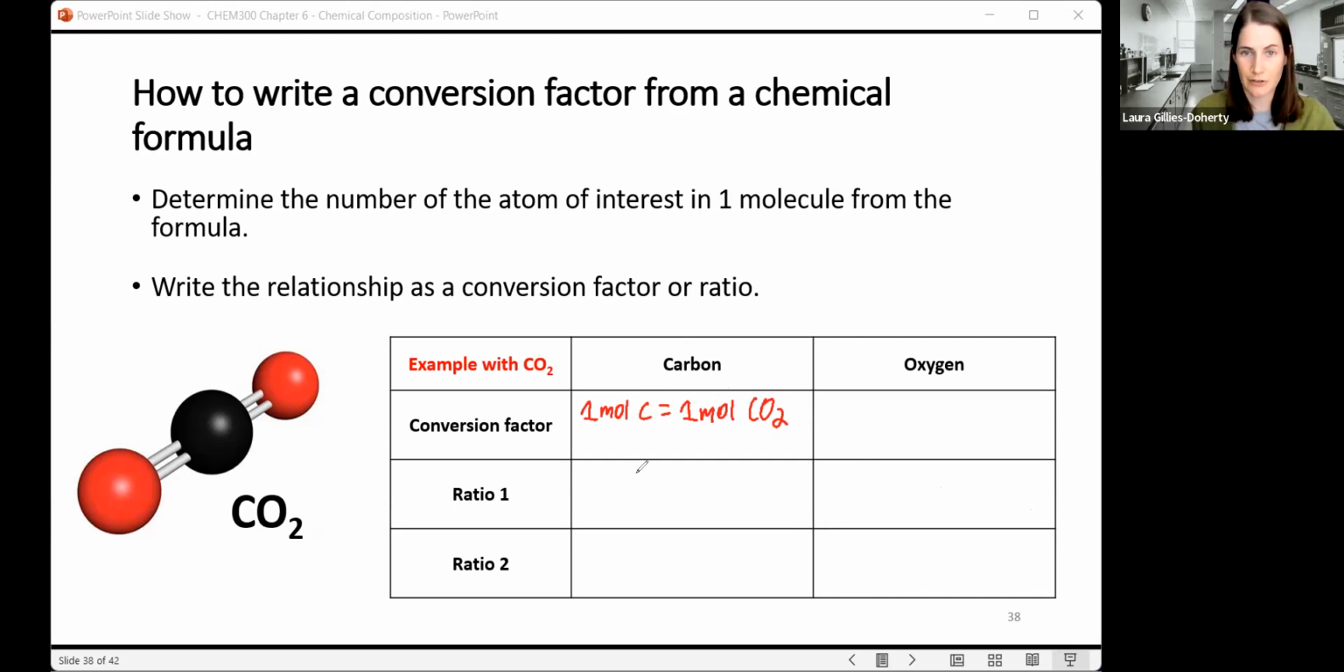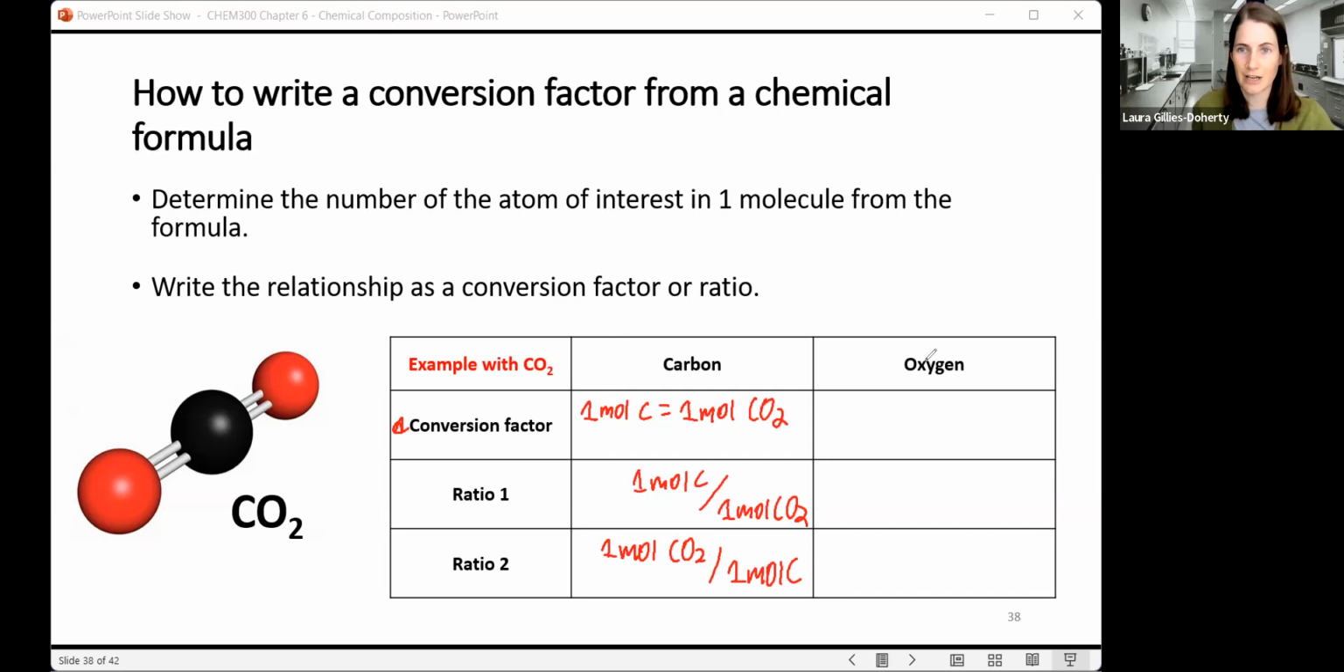Okay, so our first ratio, this is a conversion factor. We want to write it as 2 different ratios. We could say there's 1 mole of C for every 1 mole CO2. We could also say for every 1 mole of CO2, there's 1 mole of C. So I'm taking our general conversion factor with the equal sign and writing it as the 2 possible ratios.